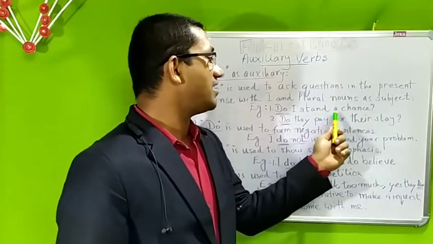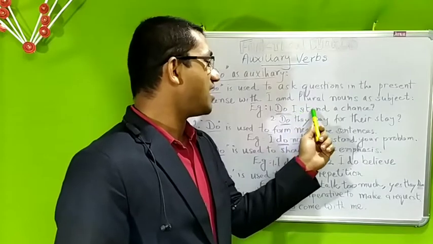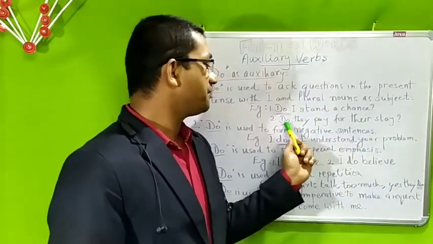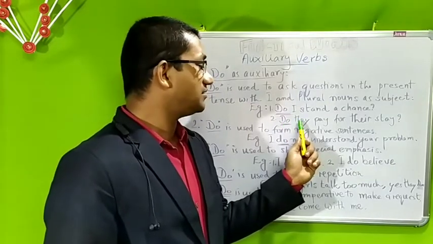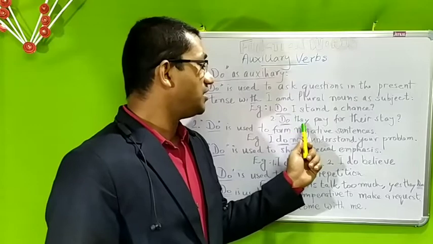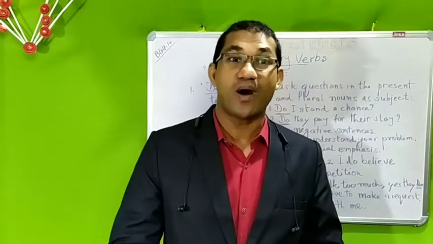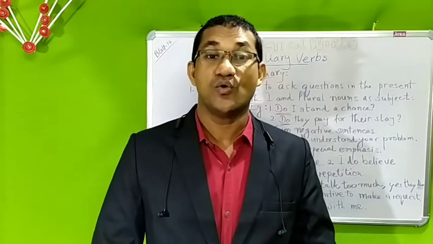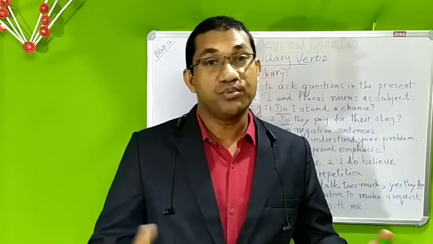Do I stand a chance? Do is used, I is the subject, stand a chance. Do they pay for their stay? Do goes along with the plural subject, that is they. So the first use is easy to understand. Do is used to ask questions in the present tense when the subject is either I or any plural subject.